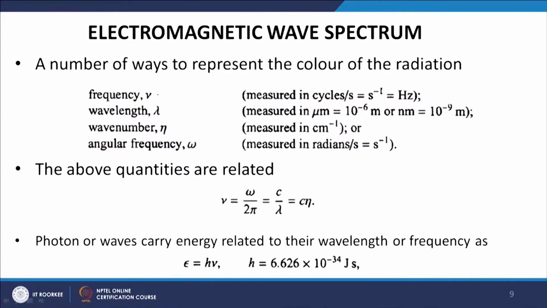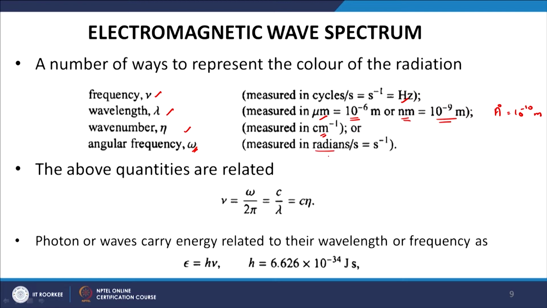So, there are a number of ways of representing the color or the spectrum. We have frequency, which is represented in cycles per second, or hertz. Then we have wavelength, which is normally represented in micron, or sometimes angstrom. A micron is 10 to the power minus 6 meter, a nanometer is 10 to the power minus 9 meter, and an angstrom is 10 to the power minus 10 meter. Wave number is also very important, especially in combustion; its units are centimeter inverse. Very rarely, angular frequency is also used to represent the electromagnetic spectrum, with units of radians per second, or second inverse.